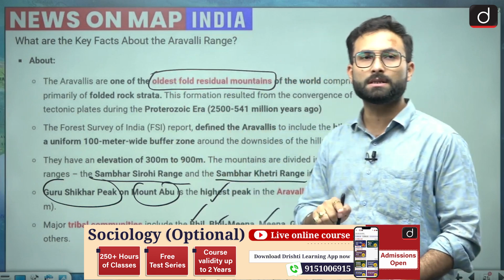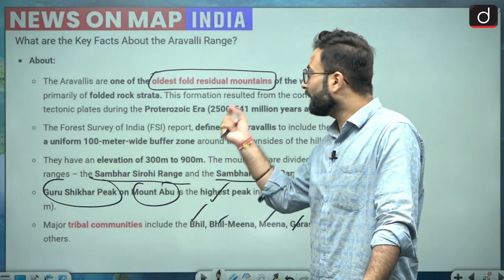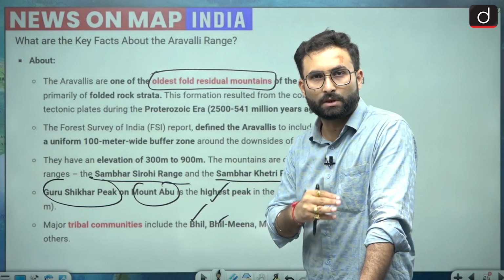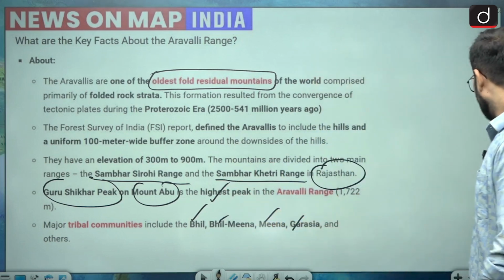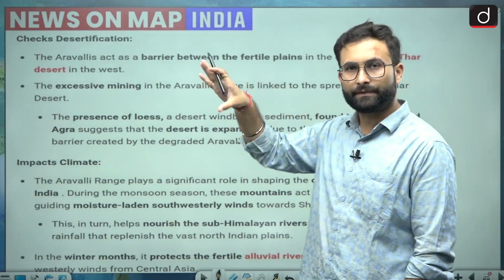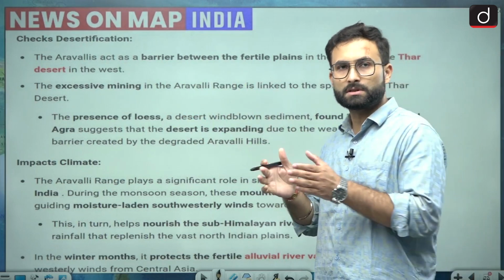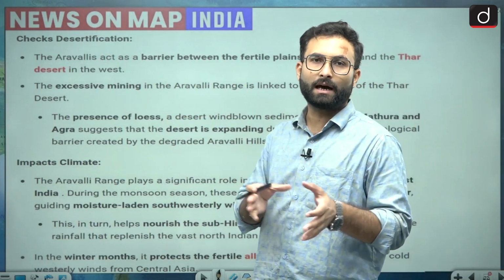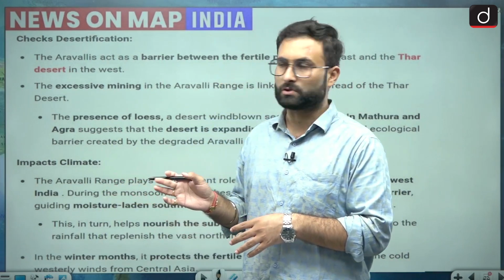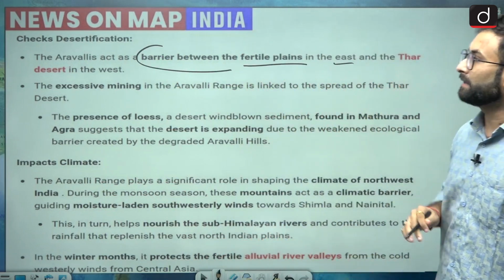Okay, these are residual mountains. When we talk about the Himalayas, they are the young mountains, still rising, and the Aravallis are the oldest mountains and they are residual mountains because most of them have weathered away. Now, when we talk about desertification, they act as a check on it, since they are a barrier between the Thar and the fertile plains, so the desert is not extending eastwards. That is a barrier between the fertile plains in the east and the Thar desert in the west.